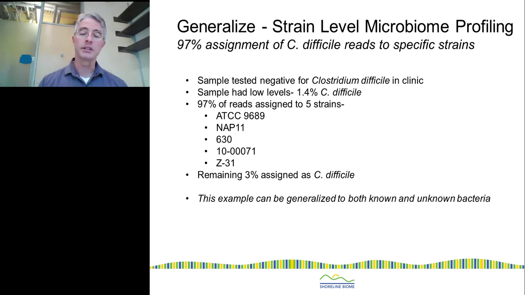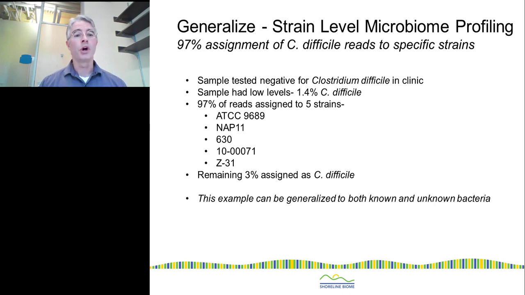And so what we want to do, though, is this was a really well sequenced example. There's a lot of C. difficile genomes out there. What about other genomes? Can we generalize to other organisms? And I think the answer to that is yes, because if you take a look at this, we knew that the organism could be there, even though it tested negative. The person had something going on. And so we detected this at low levels at 1.4%, and we're able to get 5 strains of specific information out. And anything that wasn't assigned as a strain was also assigned as C. diff, the remaining few reads.